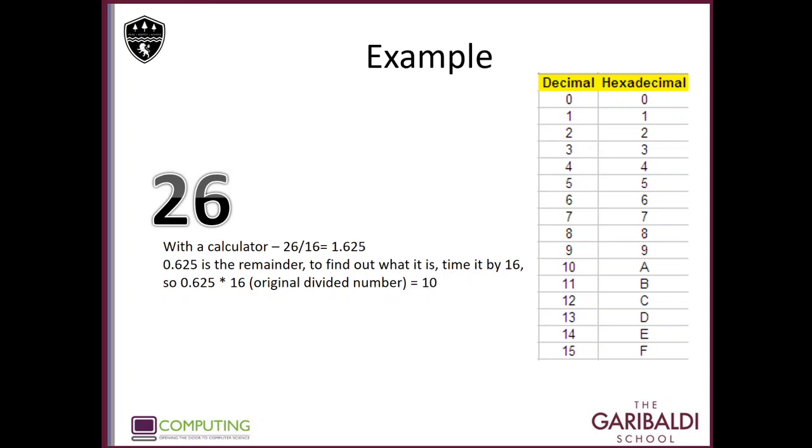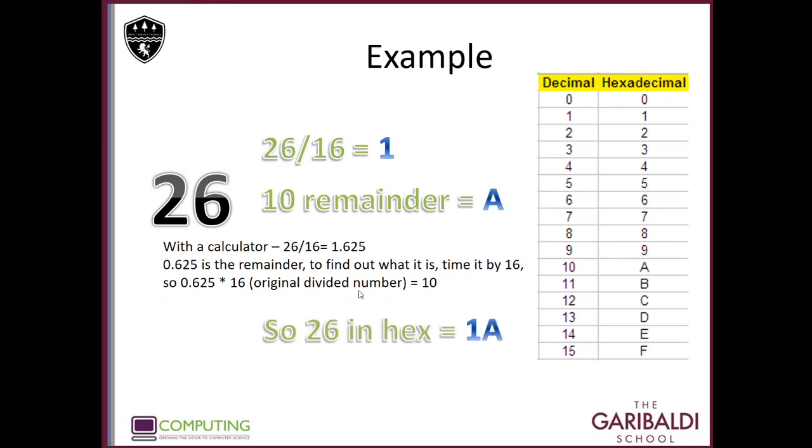Okay, so if we work this out as a hexadecimal number, we now know the remainder is A. So the answer to converting 26, the decimal number, into a hexadecimal number is 1A.